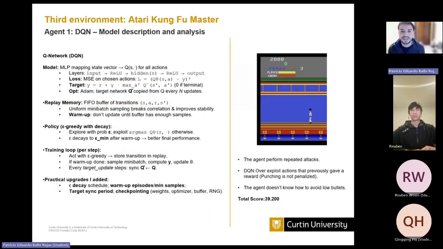So the first agent is DQN. At the right side of the screen, you can see how the agent plays. This agent uses a deep Q network, a neural network that maps each game state to an estimated Q value for all possible actions. It follows the standard architecture from the practicals: fully connected layers with ReLU activation, MSE loss, and Adam optimizer. The target network is synchronized every 3,000 steps to stabilize learning.